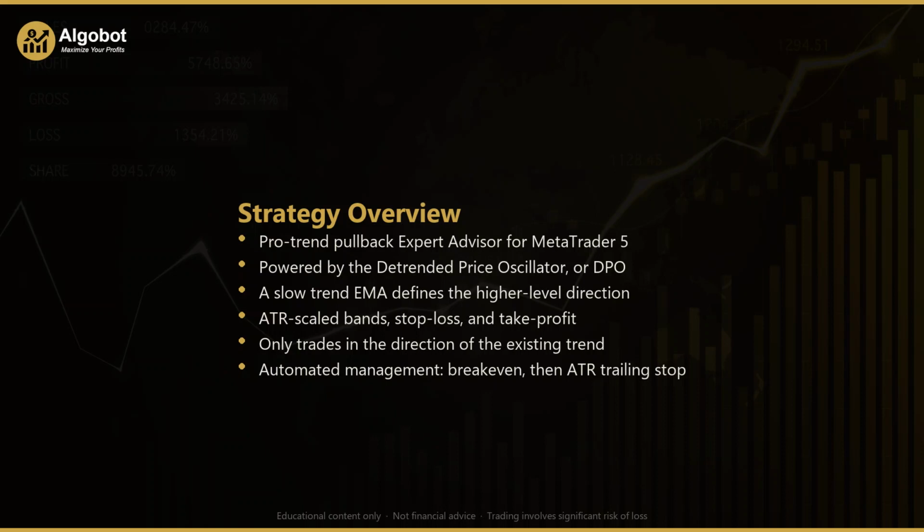To decide which direction it's allowed to trade, the strategy uses a slow trend filter, a 100-period exponential moving average by default. Price above that average is treated as an uptrend, and price below it as a downtrend. The strategy also adapts to volatility. Rather than using a fixed distance to define a deep swing, it scales that band using the average true range, or ATR. When the market is calm, the band tightens, and when the market is active, the band widens automatically.